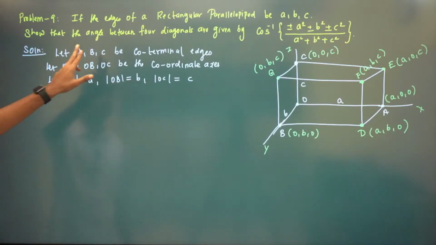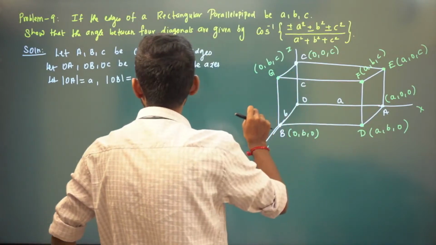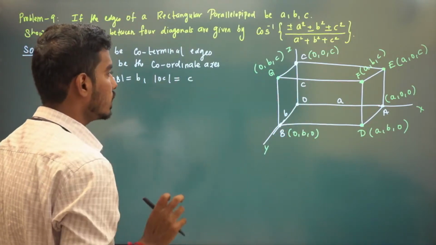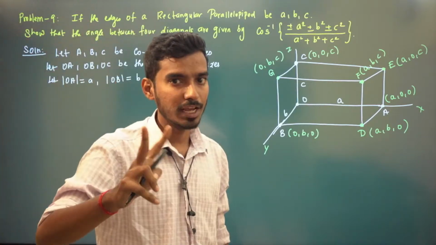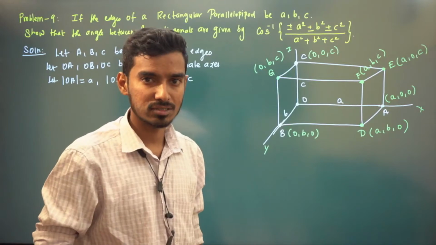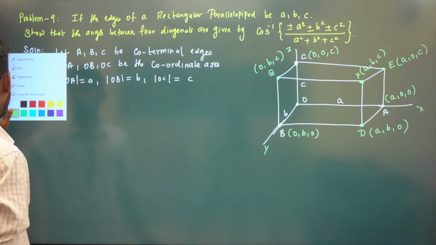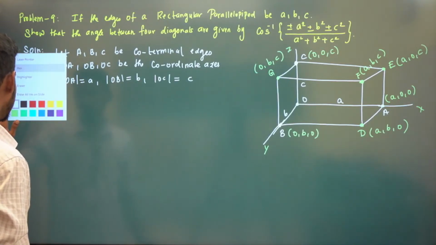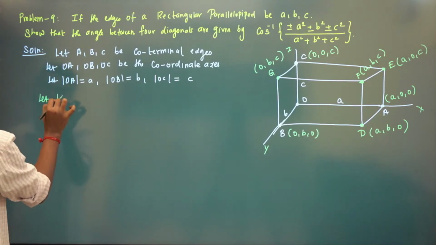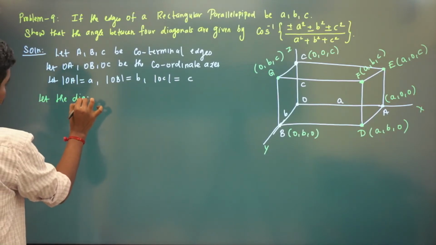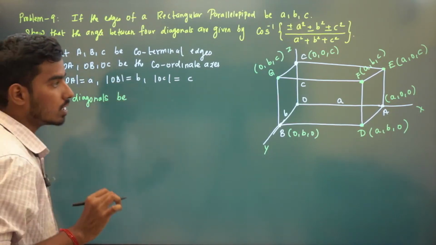Now, if the edges of the rectangular parallelepiped be a, b, c, show that the angle between four diagonals. See, there are four body diagonals in a cube, 12 face diagonals and four body diagonals. So always take four body diagonals, right? So what are those four body diagonals? So we will write, let the diagonals be. There are four body diagonals.